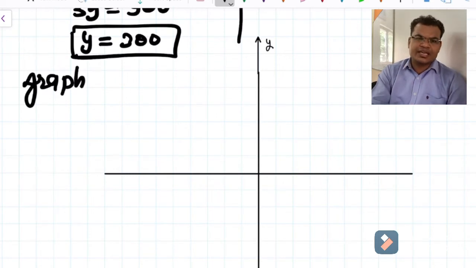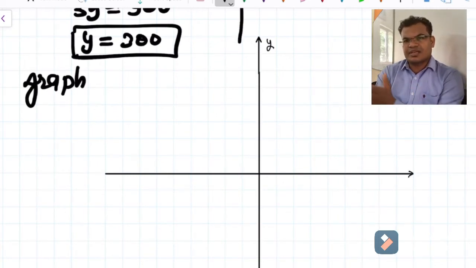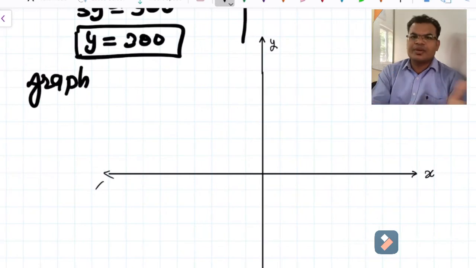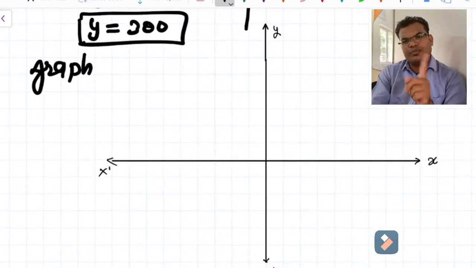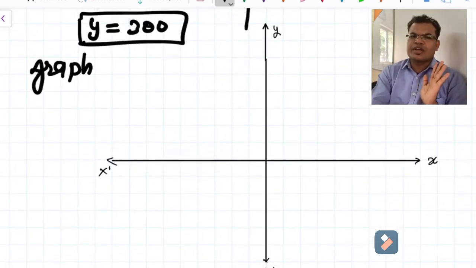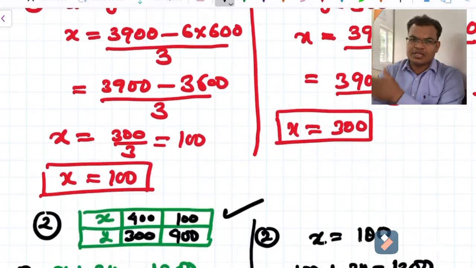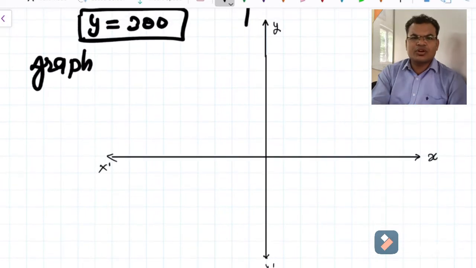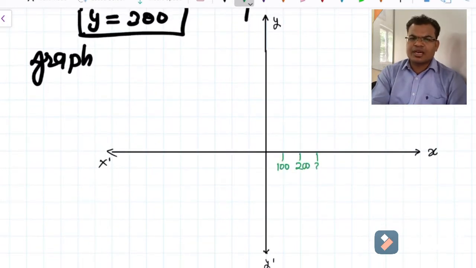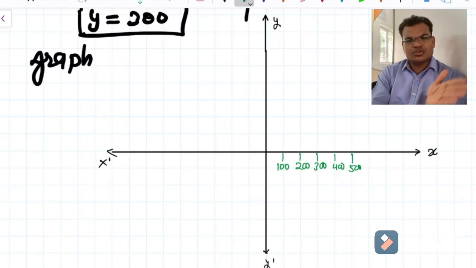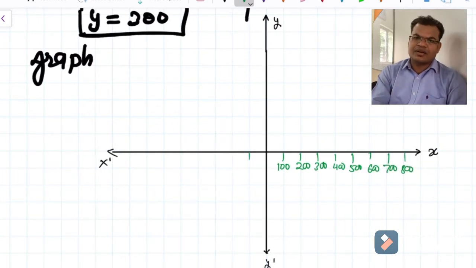I can get it, x is 300, 400, 500, 600. Whatever the bigger value, you will go up to the one more than that value. Suppose your x equals 900 is the maximum value, you will go for 1000. Okay, so we have not more than 600, so we are putting here 100, 200, 300, 400, 500, like this. So the value of x will be on the right hand side, y will be up and down, and you just complete the graph like what I'm doing.